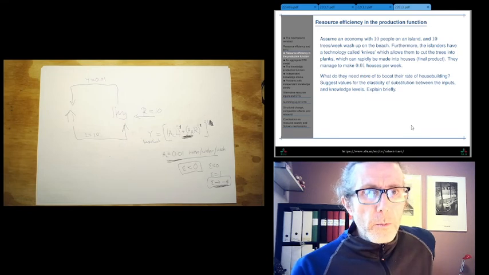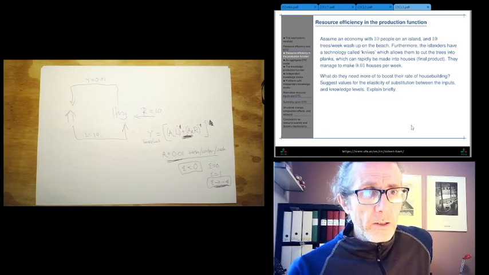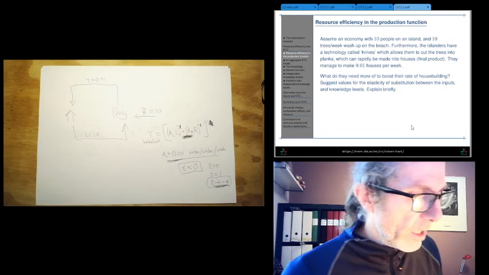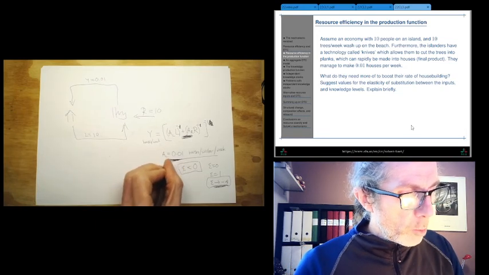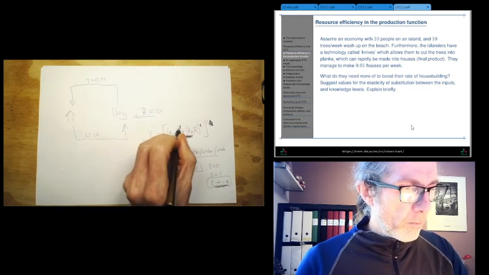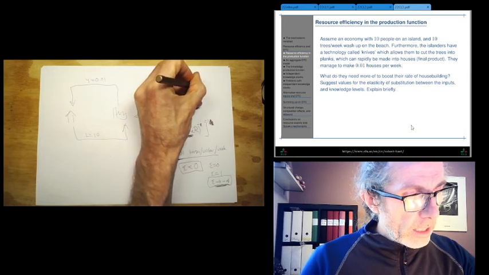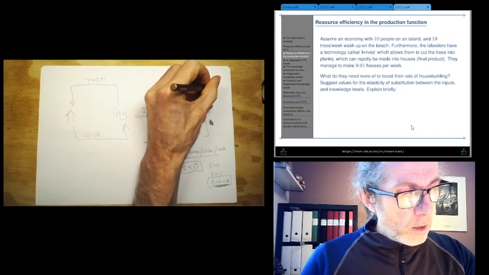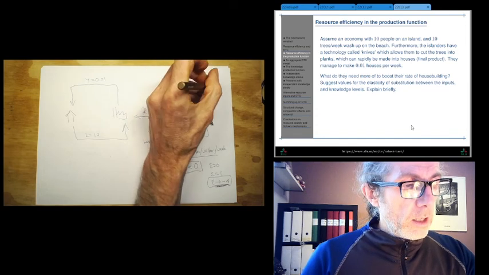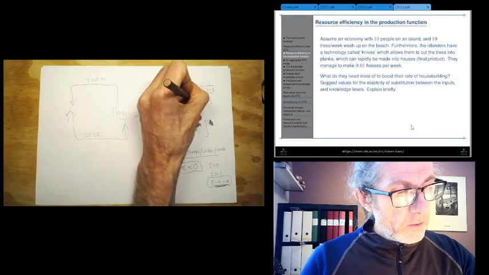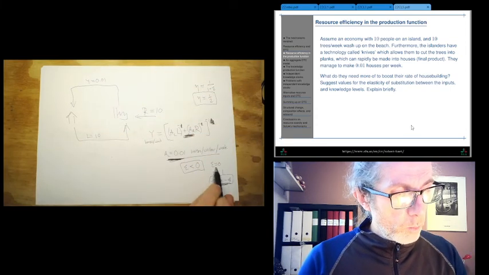So what do they need more of to boost their rate of house building? They need more workers. Suggest values for elasticity of substitution between the inputs and knowledge levels. We worked out A_L, 0.01 houses per worker per week. We worked out a value for epsilon, or we sort of made up a value, which was minus 1. Then the elasticity of substitution, we could call that eta, is 1 over 1 minus epsilon. 1 minus minus 1 is 1 plus 1, that's 2. So that would be a half. The elasticity of substitution would be a half. Remember, Cobb-Douglas is 1.